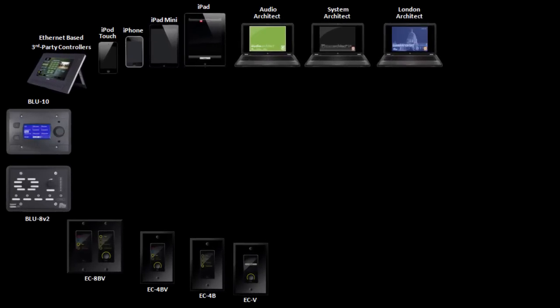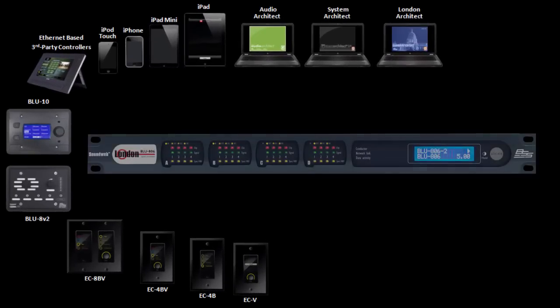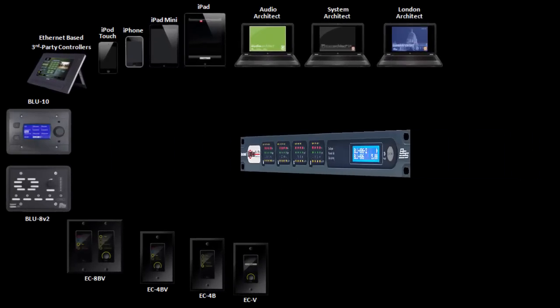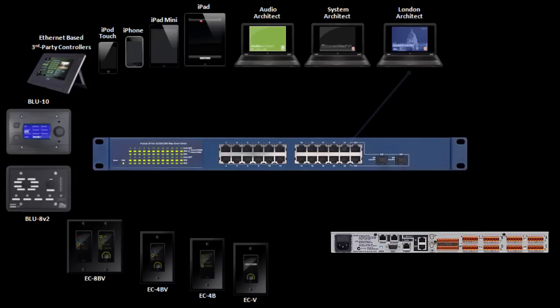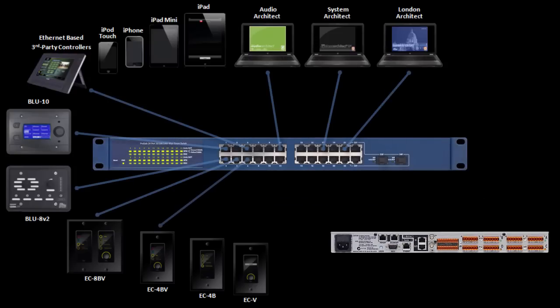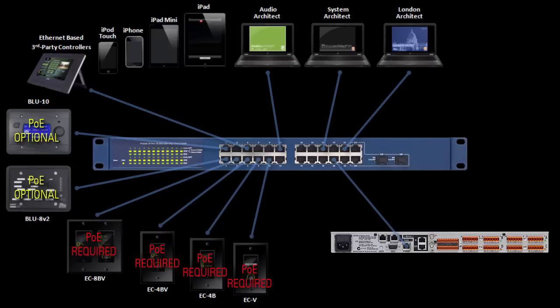All of these controllers are Ethernet-based. Therefore, they control and monitor the Soundweb London in real time through its Ethernet port, typically traveling through one or more standard network switches to get there and back. PoE is optionally used to power the Blue 10 and Blue 8 V2, whereas it's always used to power the Contrio wall controllers. So make sure you have a PoE-enabled network switch or PoE injectors if you plan on using the Contrio wall controllers.